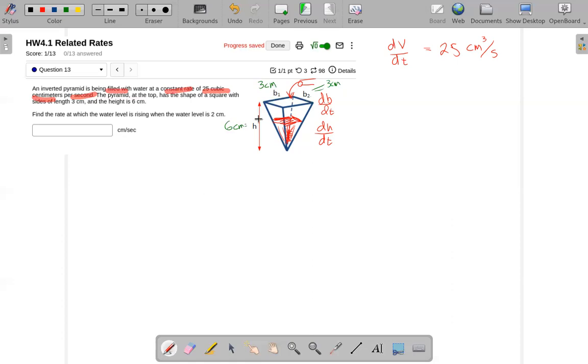And if you don't remember the volume of a pyramid, it is 1/3 times the area of the base, which would just be for us B squared, times the height. That's the volume of a pyramid there. Now we have too many variables going on here. So we usually want to whittle it down to just 2 variables if possible. So I'm going to try to do that next.